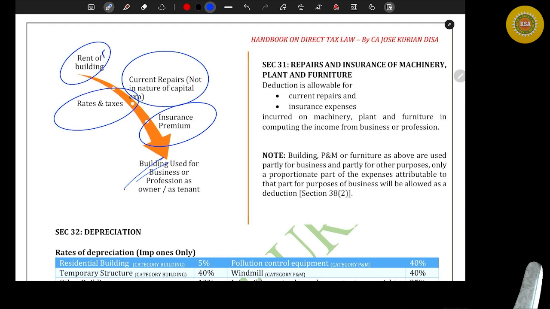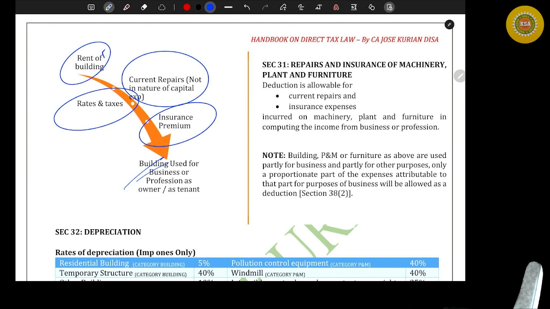We have completed 30, the first specific item. The second specific item is 31. Can you read the heading? Repairs and insurance of machinery, plant and furniture. Say you are incurring repairs as well as insurance for the machinery, plant and furniture. Imagine I'm using a particular machinery, say for example, AC. AC is considered a plant and machinery. I'm using it for my business. I'm the owner of this academy and I've installed AC in the classroom. And this AC is a plant and machinery.